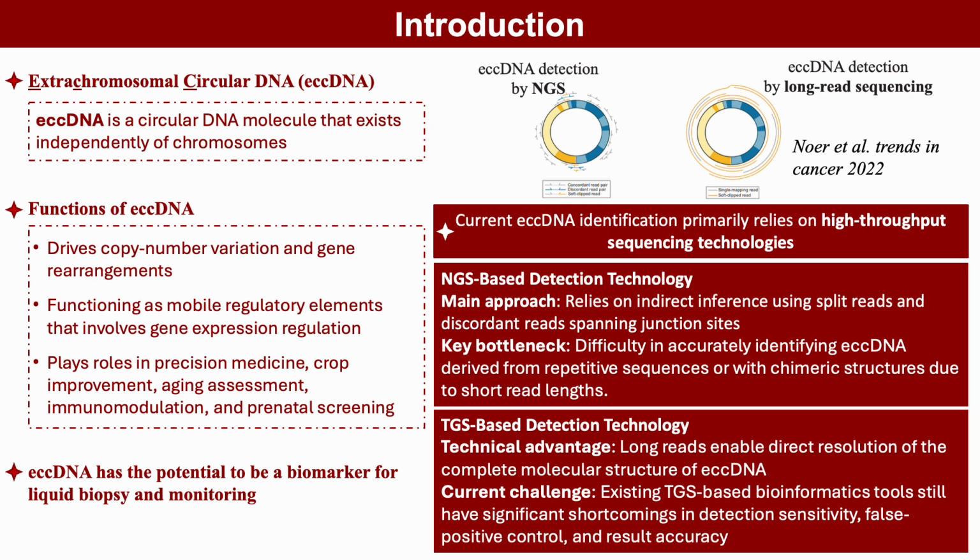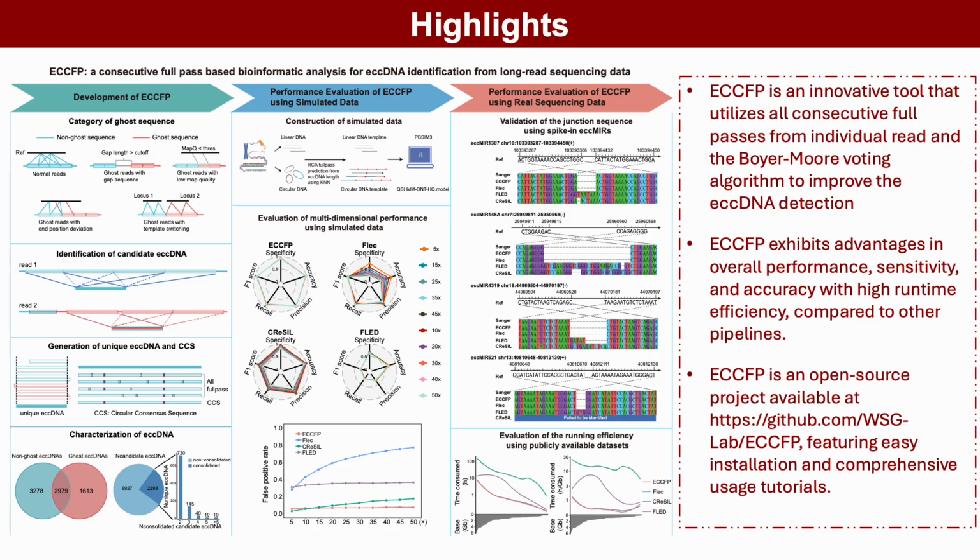However, the bioinformatics analysis for eccDNA identification from long-read sequencing data still has many challenges, such as high false positives and low position accuracy. ECCFP uses all consecutive full passes from individual reads for candidate eccDNA identification and consolidates candidate eccDNAs to generate accurate unique eccDNA. This strategy boosts eccDNA detection and reduces false positives. ECCFP performs well across datasets in sensitivity, accuracy, and running efficiency. By the way, ECCFP is a fully open-source pipeline and user-friendly.